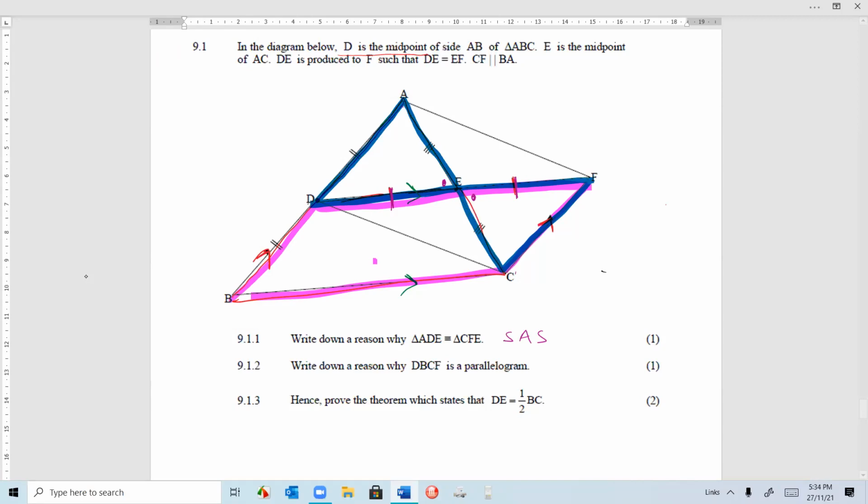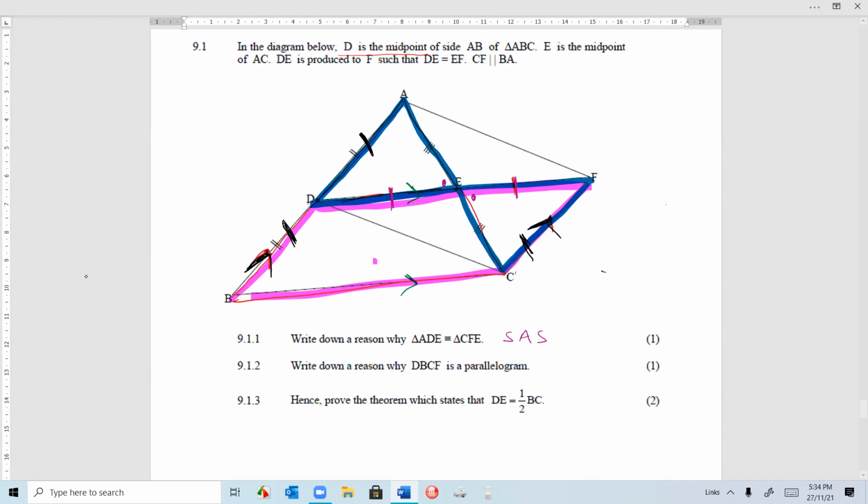Okay, for those of you who can't see it, we're going to highlight that one. Because we proved congruent triangles, we know AD is actually equal to CF. But it was given that AD is equal to DB. And can you see now you have BD is equal to CF, and also it's parallel. So you have a pair of opposite sides equal and parallel.